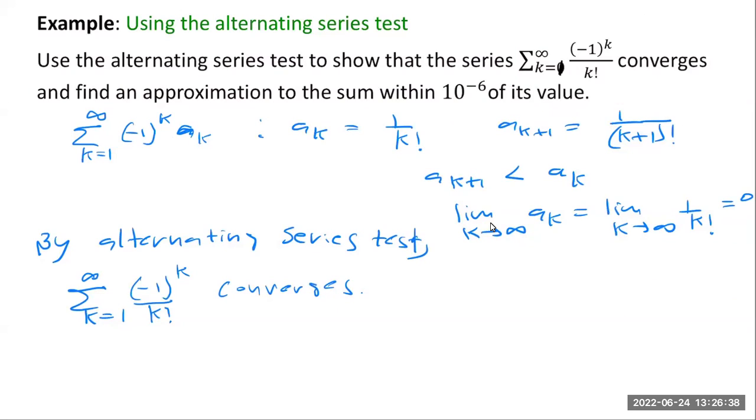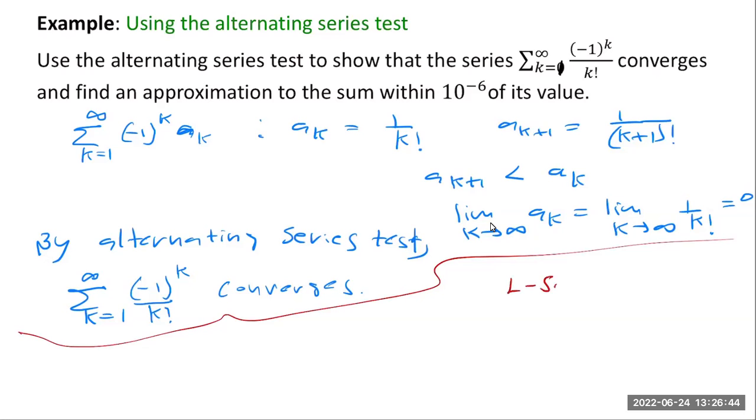So we already know that the absolute value of L minus Sn is less than A(n+1). Notice that L is the summation of the original series. The sum of this is equal to L. That's what I mean by L. L is the sum of the original series, the given series, and Sn is, of course, the nth partial sum.